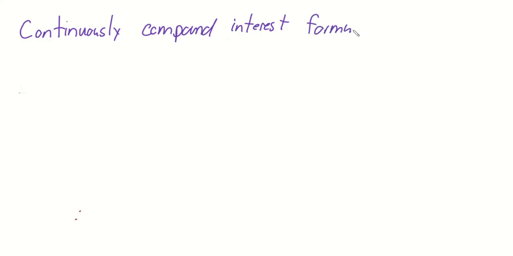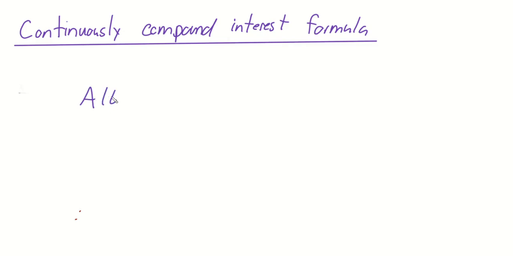Okay. Continuous compounded interest. Formula. Do you all have a calculator on you right now? Great. I'm going to use it in a second. The formula for this is A of t equals P e raised to the power rt.